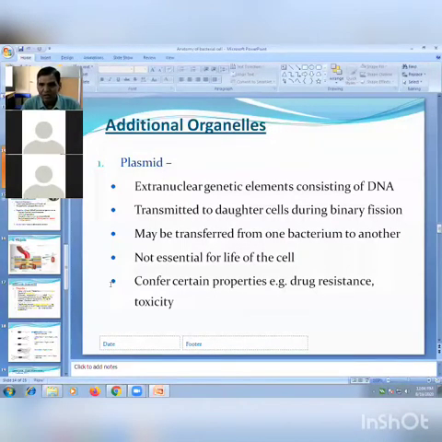It is transmitted to daughter cells during binary fission, and may be transferred from one bacterium to another. It is not essential for the life of the cell, but it confers certain properties. Whenever it is present, it gives some extra properties to the cell, for example, drug resistance and toxicity. All these are because of the plasmid present inside that cell.